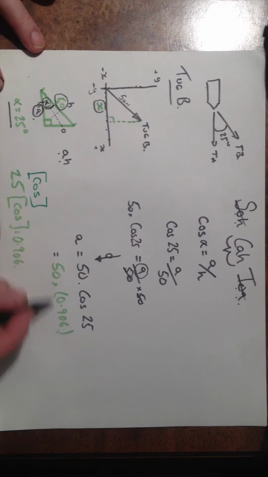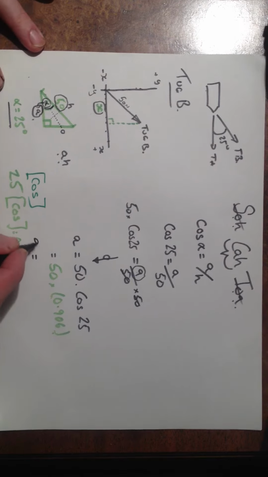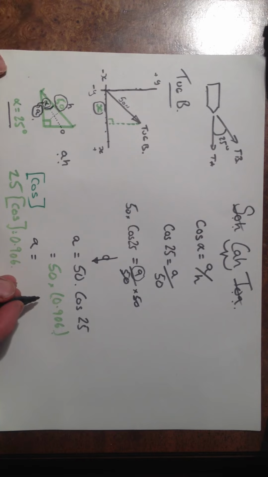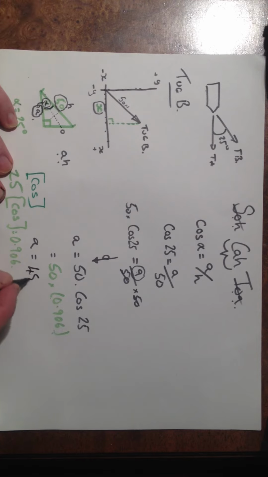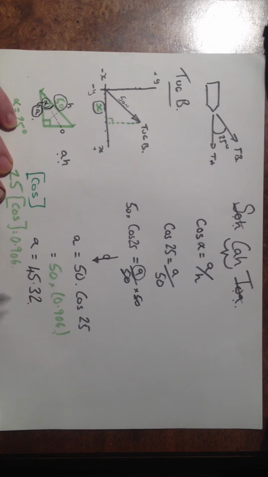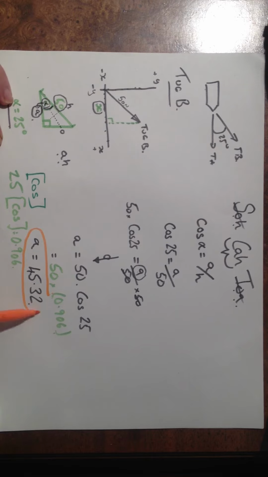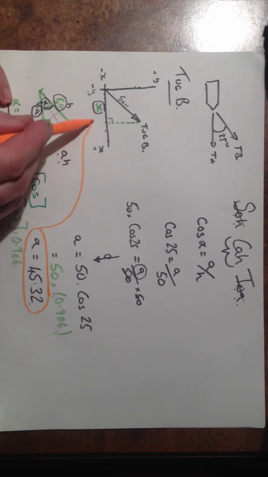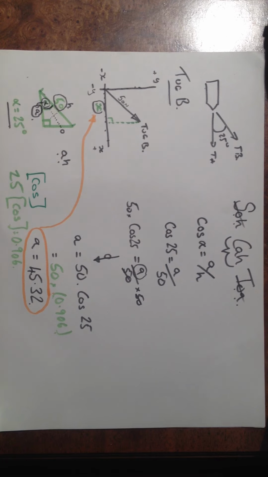And then 50 multiplied by 0.906 gives us our value for A, which is 45.32. So we've got one side. A there is that side there, which is the X. Okay, and then in the next clip, we'll work out the other side.